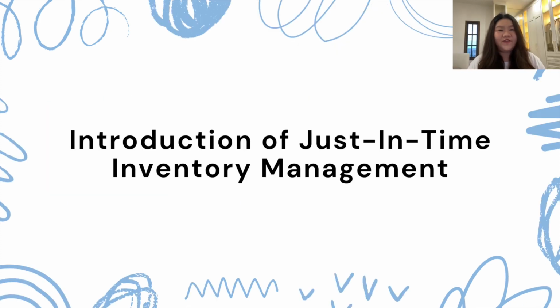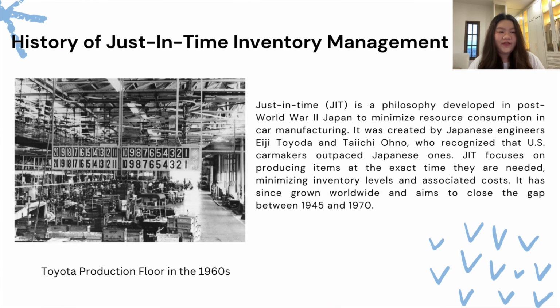The history of just-in-time inventory management. It was a philosophy that developed in post-World War II Japan, which tried to minimize resource consumption. JIT focuses on minimizing inventory levels and associated costs, so they try to produce products at the exact time they are needed.